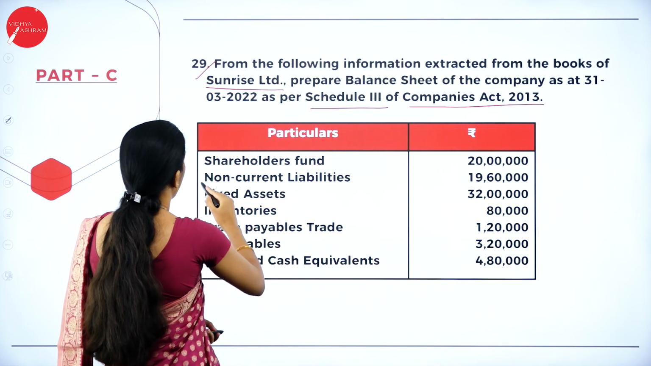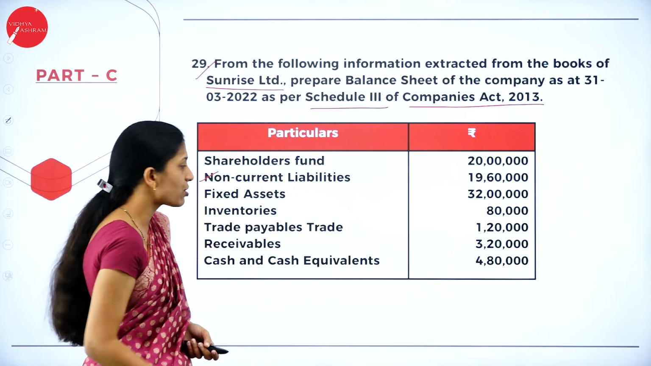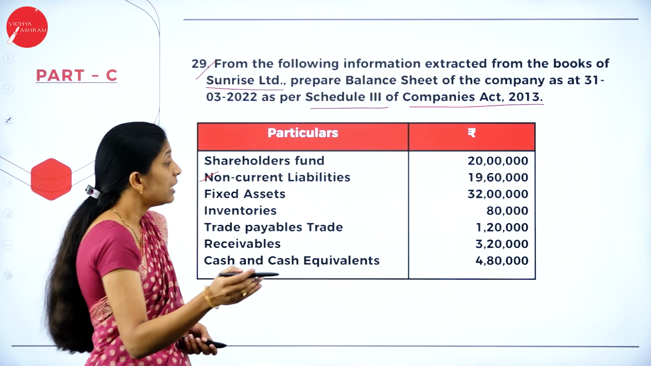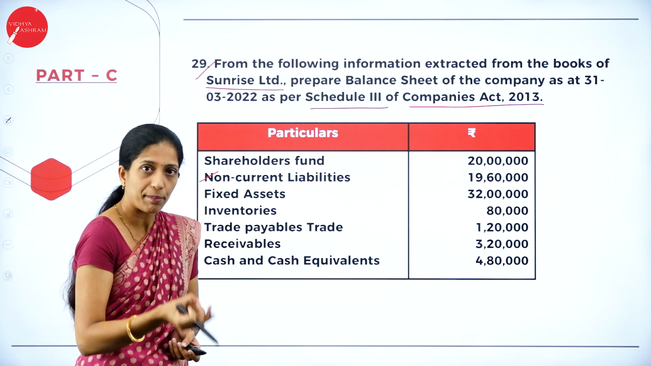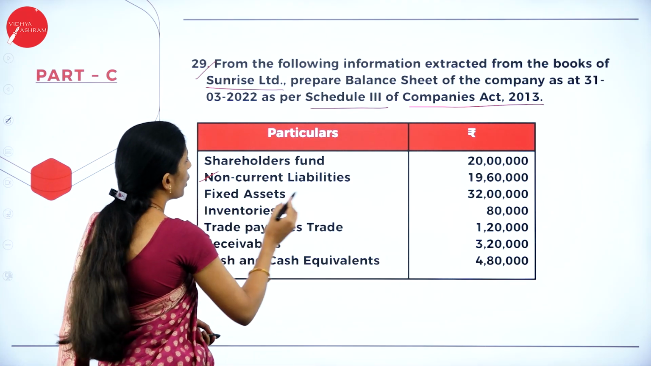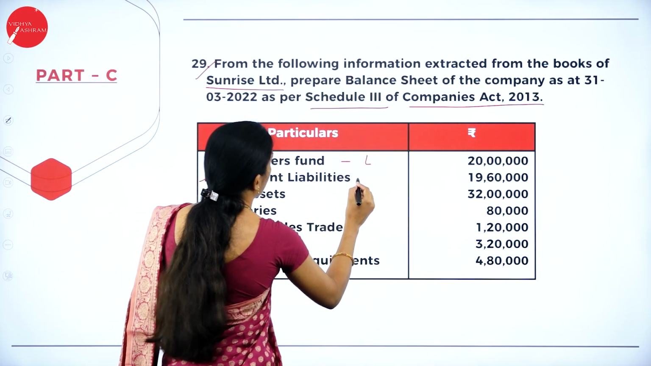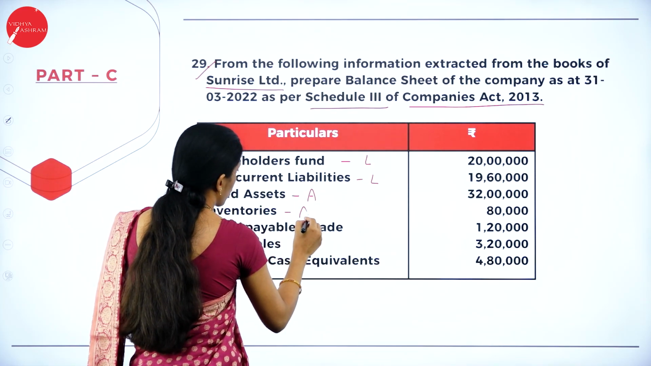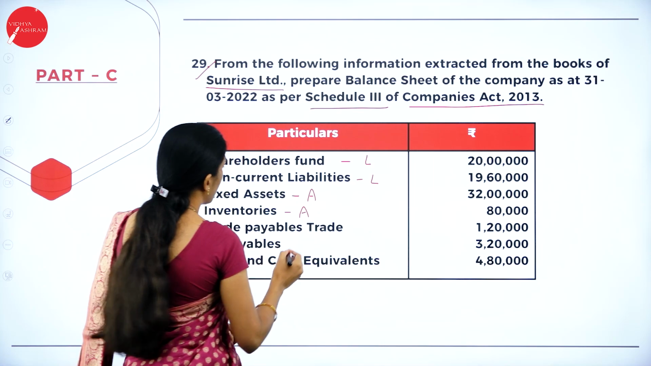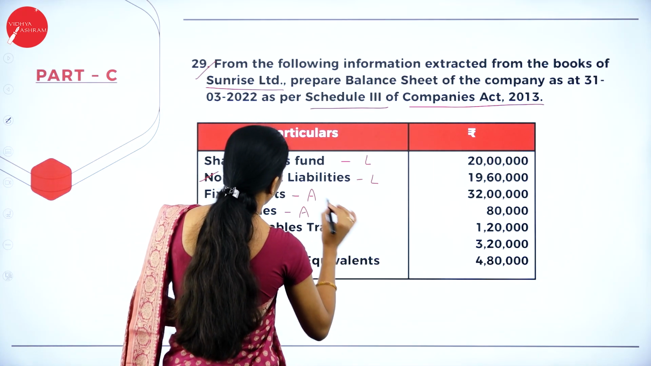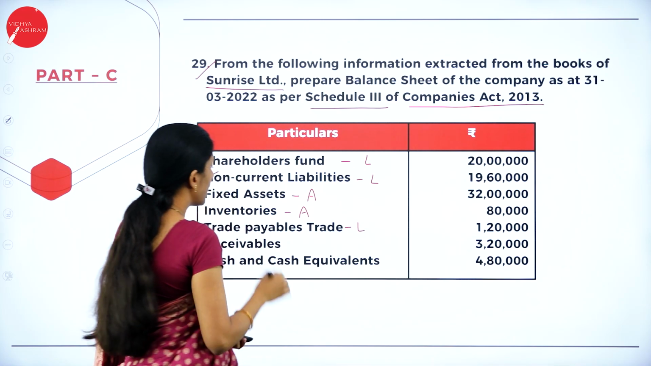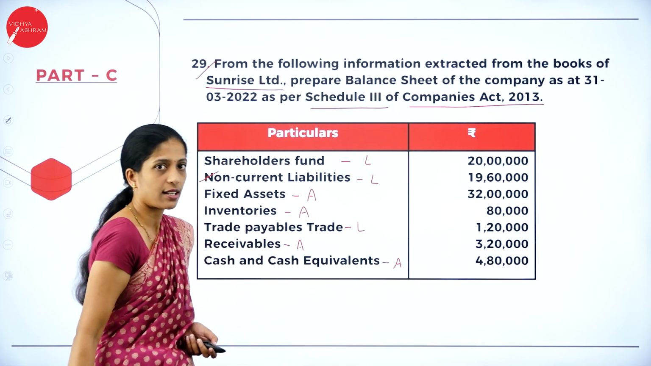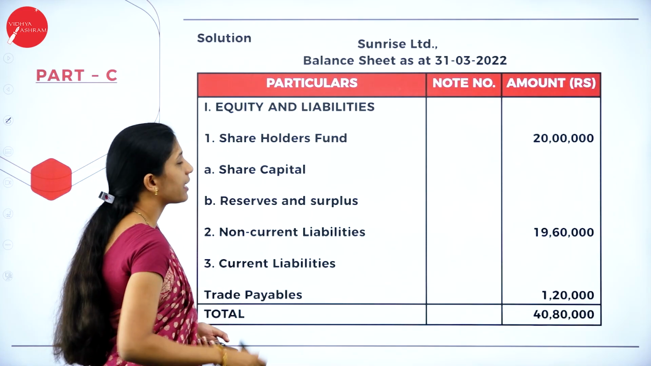So we have shareholders fund, non-current liability, fixed assets, inventories, trade payables, receivables, cash and cash equivalents. Now let us segregate which comes under liabilities and which comes under assets. Shareholders fund, it is liability; non-current liability, liability; fixed asset, it is an asset; inventory means stock, it is also an asset; trade payable is liability; receivables is asset; cash and cash equivalents is asset. Okay, now let us see the answer here, solution.